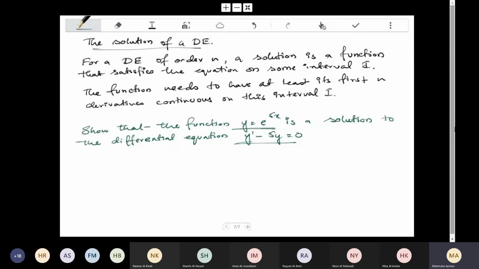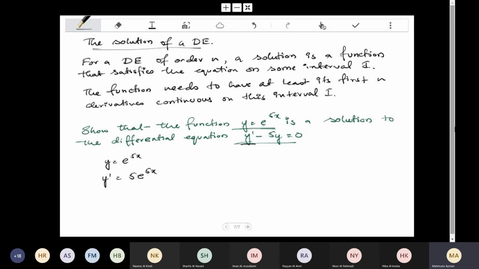We know how to do this already, I believe. So what we do is we just take the solution and we put it in the differential equation and we check if it is true or not. So for the differential equation we also need the y prime. So our y is e to the power 5x and y prime will be 5 times e to the power 5x using the chain rule.